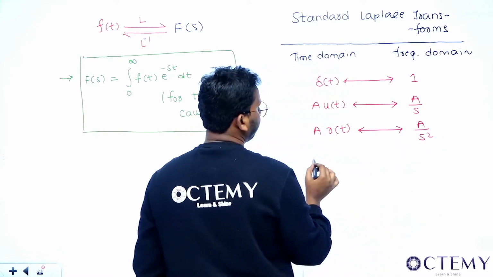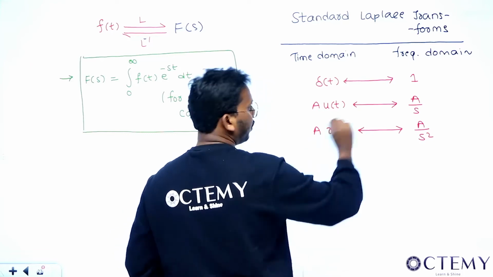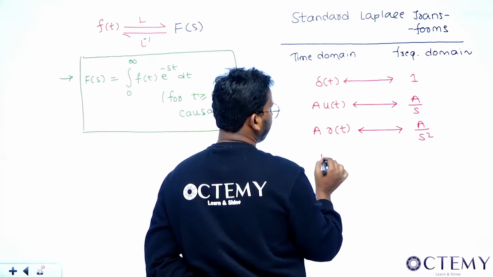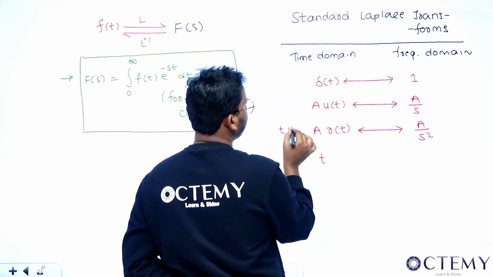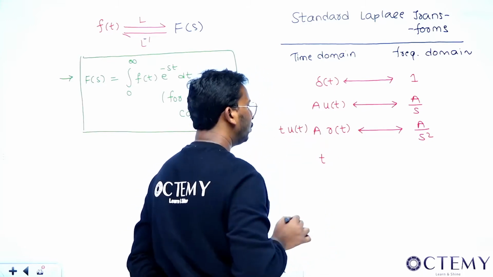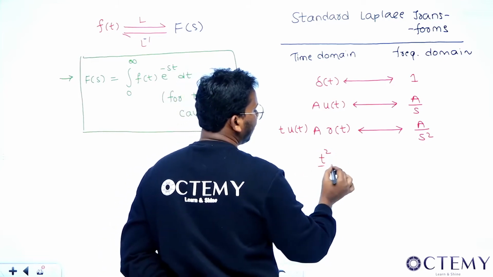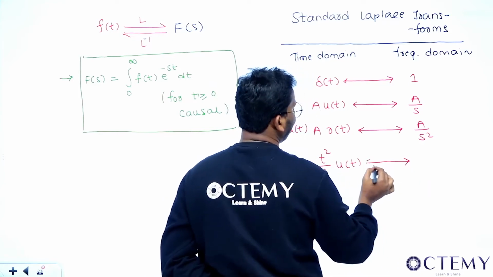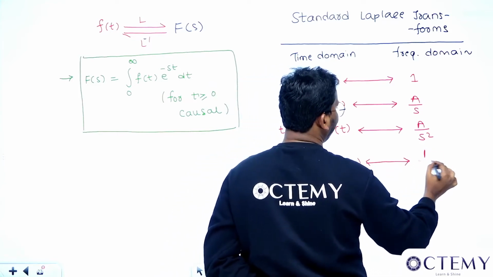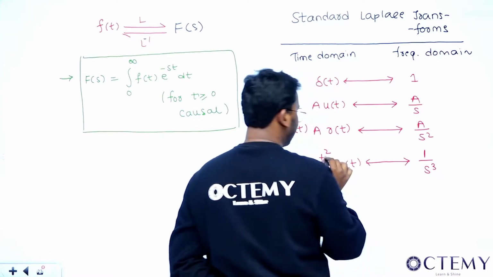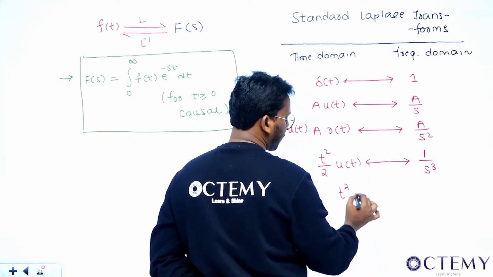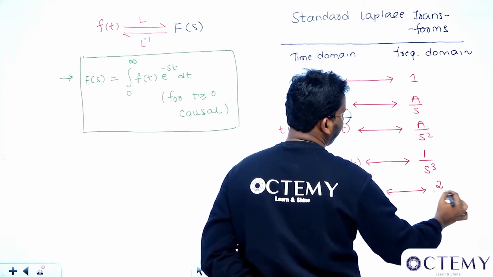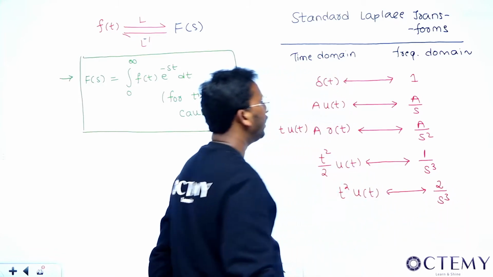Say you can write this A, if you write here, you get A here, right? Very simple. You have the parabolic function, which is basically t u(t) also, sir. t u(t) is equal to r(t), or t square by 2 u(t). If t square by 2 u(t) is there, then it will become 1 by S cube. If this is only t square u(t), then it will become 2 by S cube. So this is what you will be using, basic signals, sir.